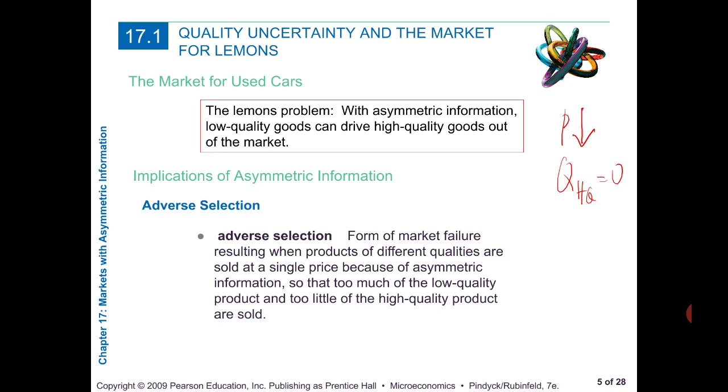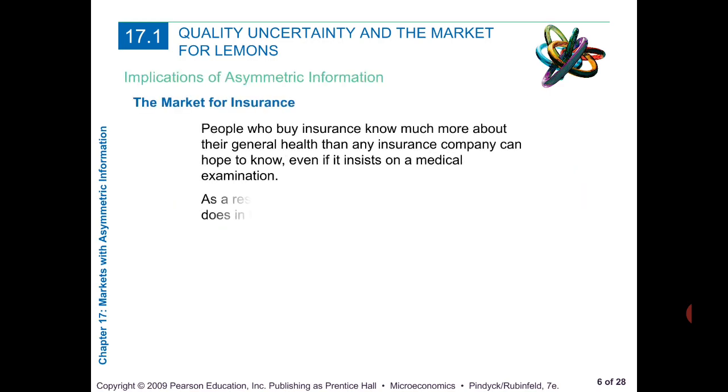Okay, so we also call this problem adverse selection. It is a type of market failure where products of different qualities are sold at a single price, because of the perception and asymmetric information, so that too much of the low quality product and too little of the high quality product are sold. Okay, now let's look at the market for insurance.